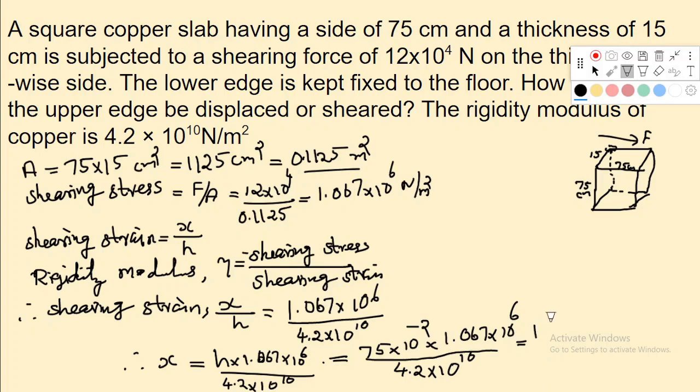So after the proper calculation, you will find the value of x, the amount of shearing, or the distance through which the upper edge is sheared or displaced, is found as 1.9 into 10 raised to negative 5 meter. So this is the amount of shearing.